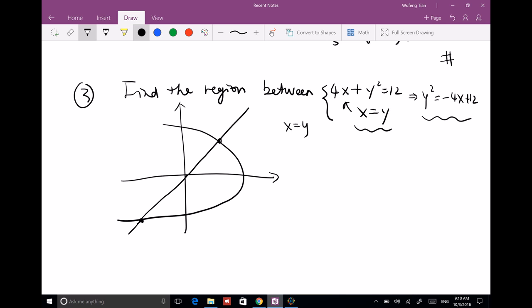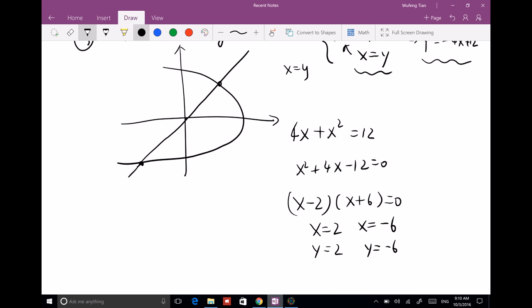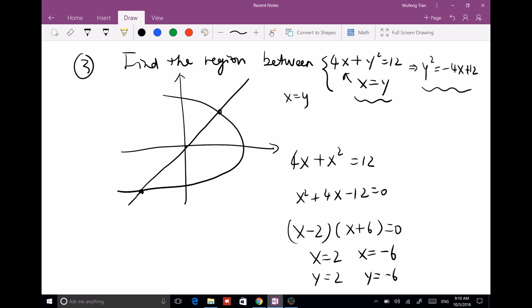So if I replace y by x, you have 4x plus x squared equals 12. Then x squared plus 4x minus 12 equals 0. Then you can factor: (x minus 2)(x plus 6) equals 0. And x equals 2, x equals negative 6. And you also have y equals 2, y equals negative 6, because they're the same, x equals y. So now you have negative 6 and 2. In this one, you are going to use the vertical line, the vertical way, this one.